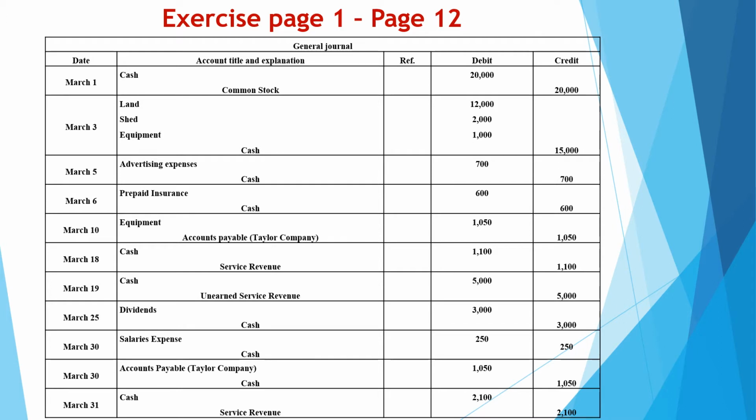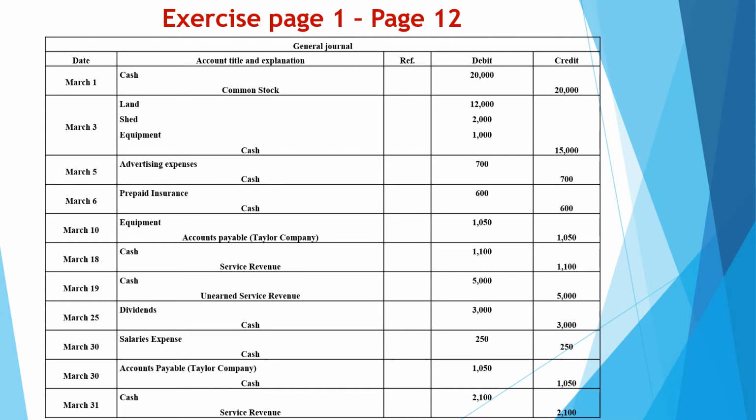On March 30, paid salaries of 250. On this date, we are paying the salaries to our employees of 250 from cash. So the cash account will decrease in credit, and the salaries expense is increased in debit. So the entry is salaries expense in debit 250 and cash in credit for 250.